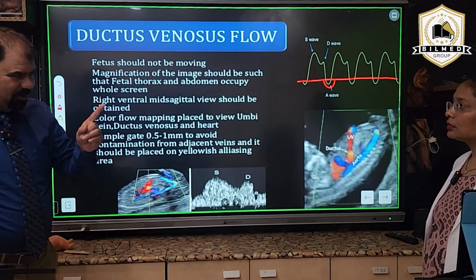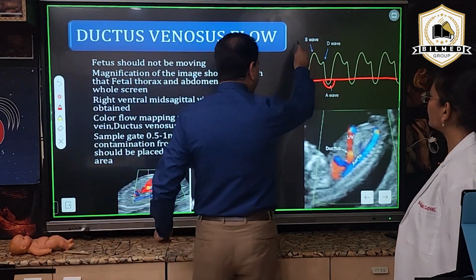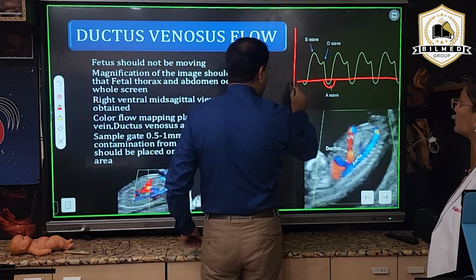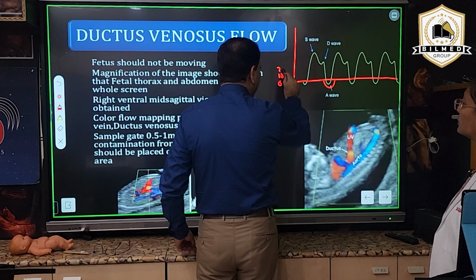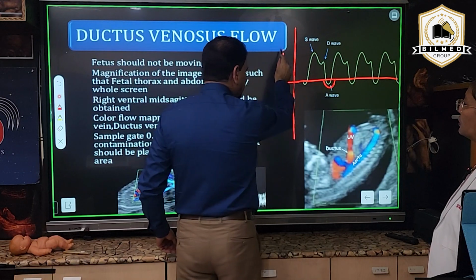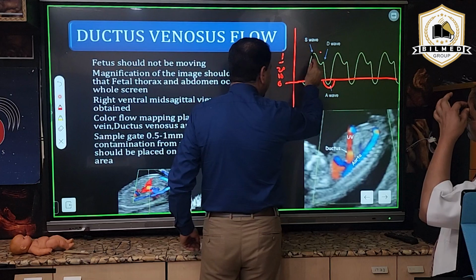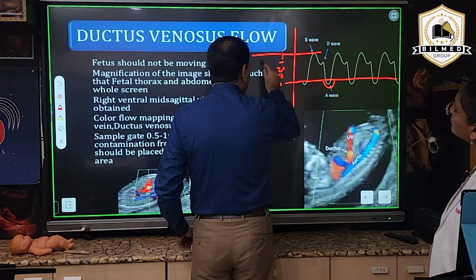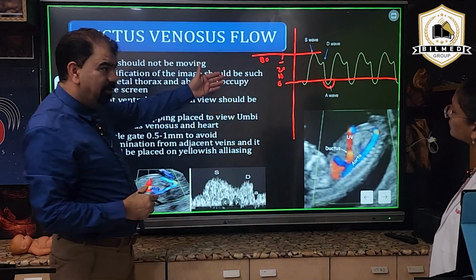Only one thing will differentiate, and that is the velocity. Only one thing, that is the velocity. You are having a velocity scale over here, with a baseline of 0, then 10, 20, anything. So this is the velocity scale over here. This velocity, if it is a ductus venosus, will be about 80, 70, or crossing 100.